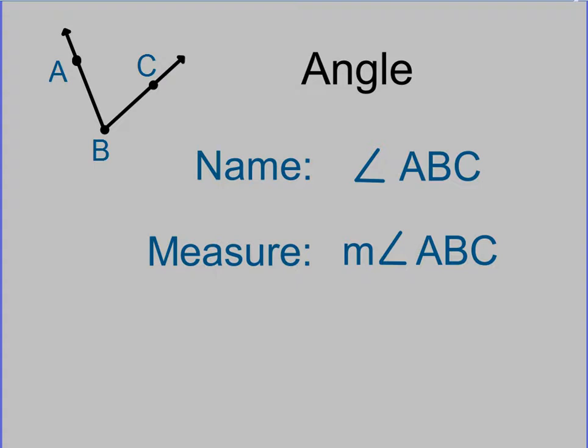Angles, because angles can be measured in degrees, also have names and measures. We already talked about how to name an angle, but when we want to talk about the measure, whether it's in degrees or radians, I need the little lowercase m in front of the angle symbol. This would be read the measure of angle ABC. So if this angle, let's say, had a measure of 75 degrees, I need to make sure the m is there, and I say the measure of angle ABC is 75 degrees.